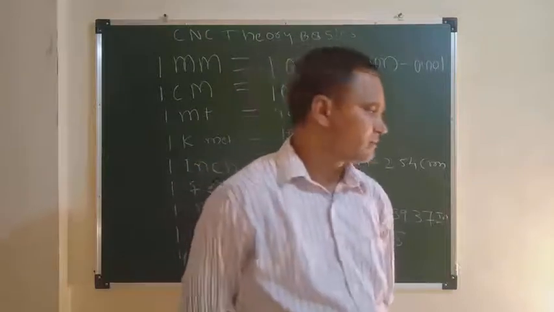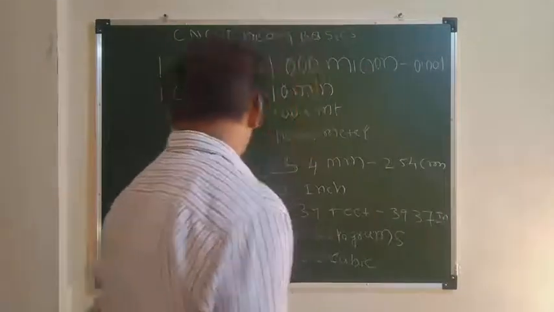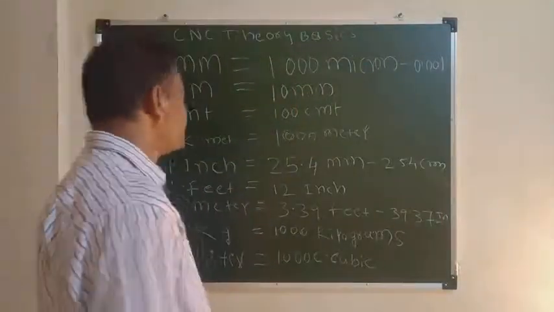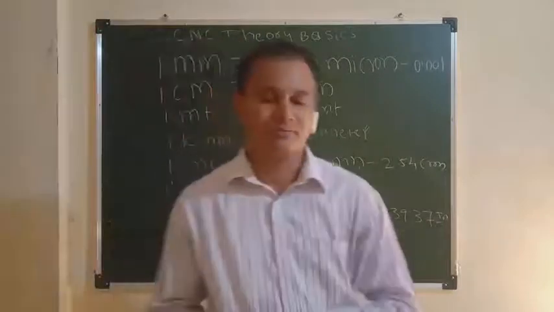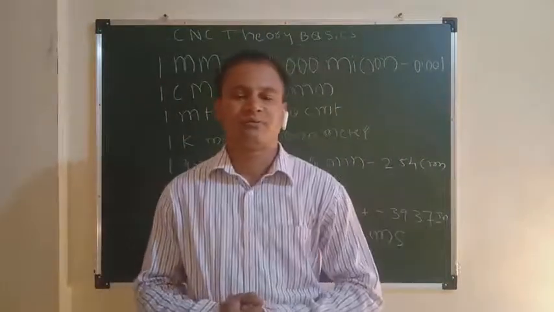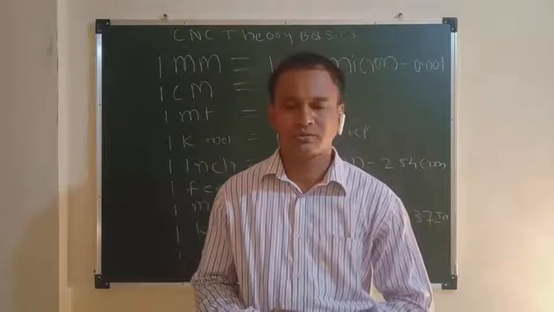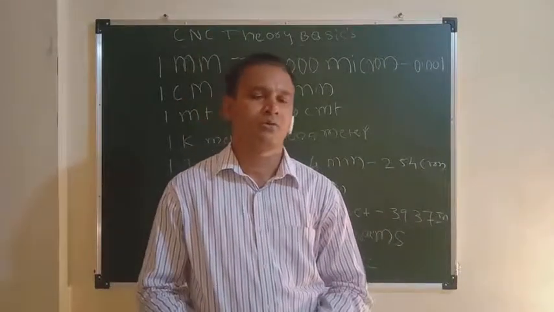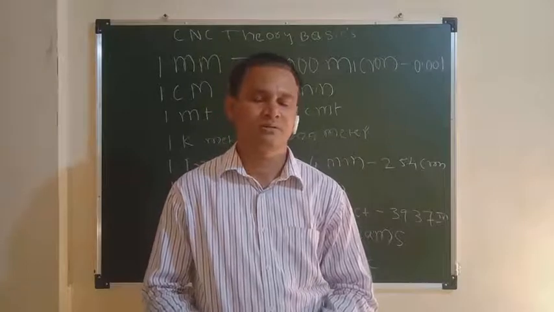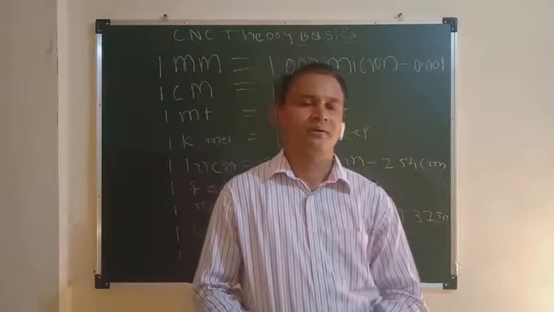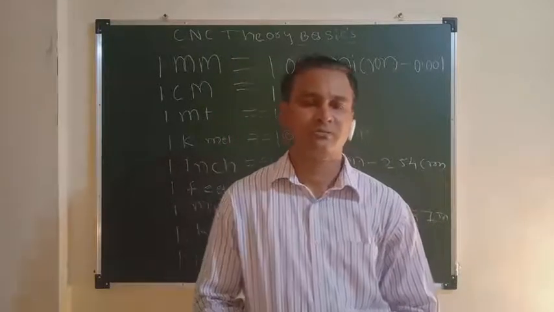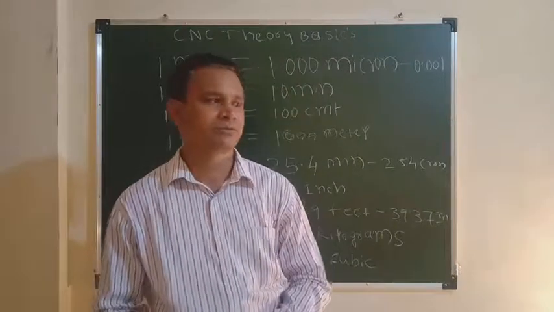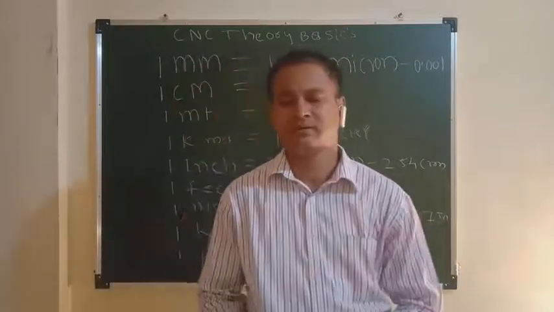Next, 1 kg is equal to 1000 grams. 1 liter is equal to 1000 cubic centimeters.